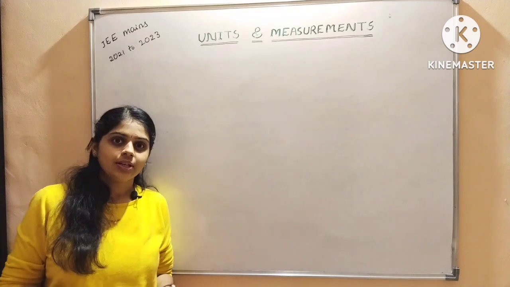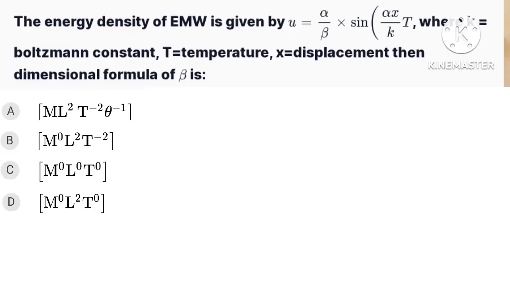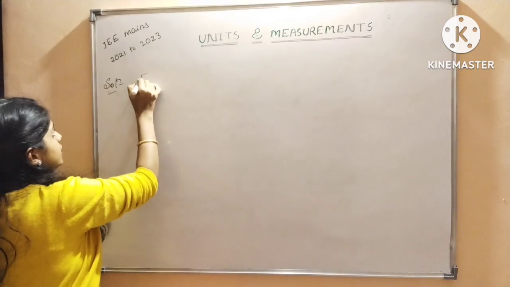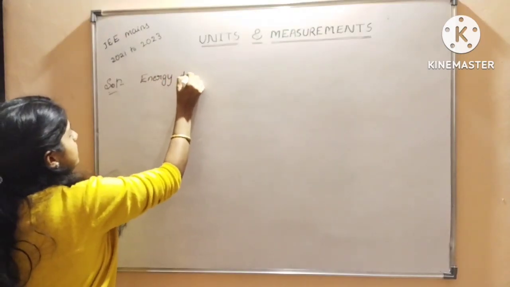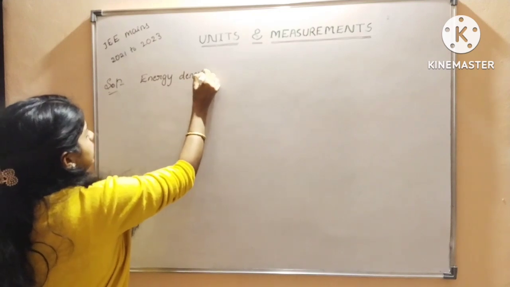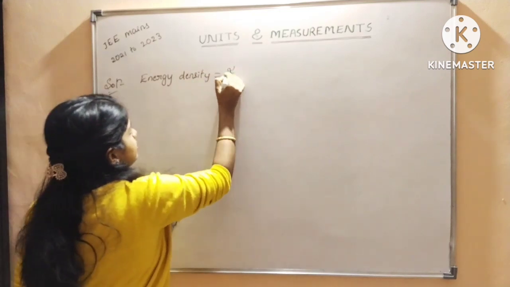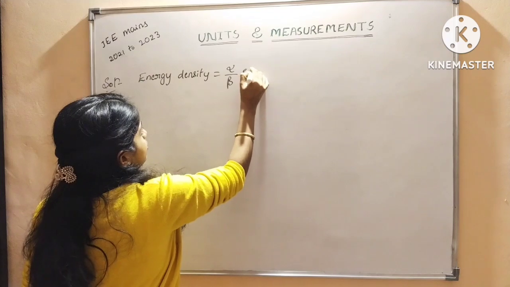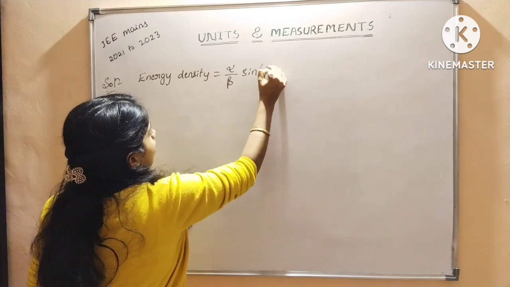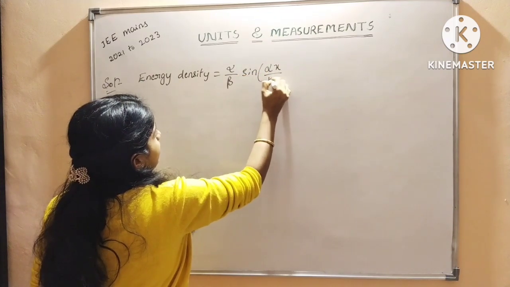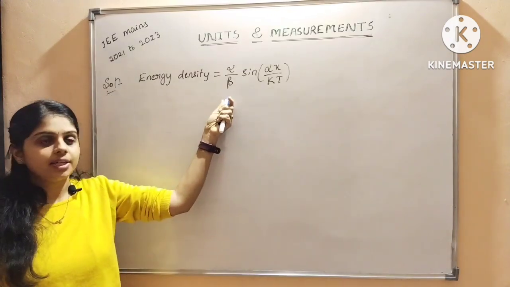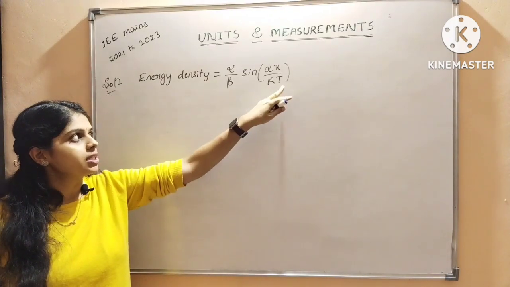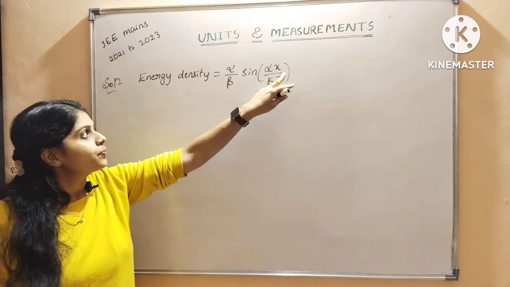Okay, let's go for the next question. In this question, energy density is given. Energy density is given as alpha by beta into sine of alpha x by kt. This is the given expression. We have to find the dimension of beta here. Beta is a constant, k is the Boltzmann constant, T is the temperature.